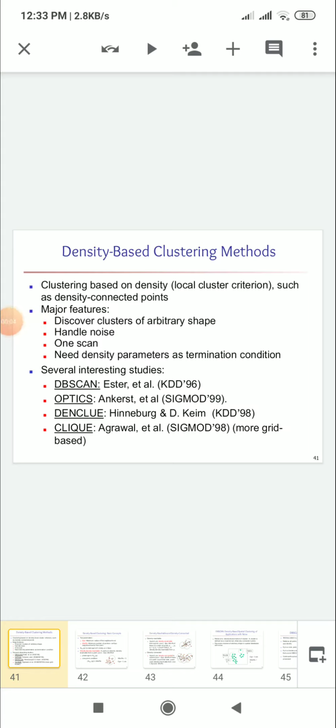Today my video is about DBSCAN. Before going to that, we are looking at what density-based clustering methods are. Clustering based on density, such as density-connected points, is called density-based clustering. The major features are that you can discover clusters of arbitrary shape, handle noise, and need density parameters as a termination condition. There are several interesting studies related to that. Density-based clustering methods are DBSCAN and OPTICS.